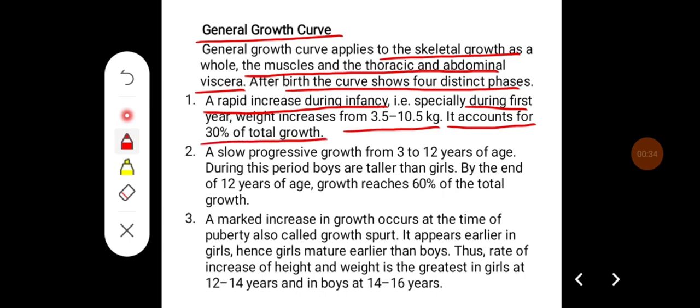The second phase is a slow progressive growth from 3 to 12 years of age. During this period, boys are taller than girls. By the end of 12 years of age, growth reaches 60% of the total growth.